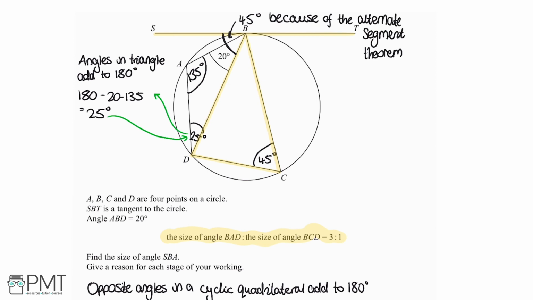Now I should probably make it clearer here that this 45 degrees refers to the whole of this angle here. But what I want to work out is the angle SBA. So just this bit of angle here. So this green bit is my goal. Now we've just worked out that the whole thing here is 45 degrees. And we know this bit is 20 degrees. So this green bit must be the difference. So for that we do 45 degrees and we take away 20 degrees, leaving us with 25 degrees, which is the green bit there.